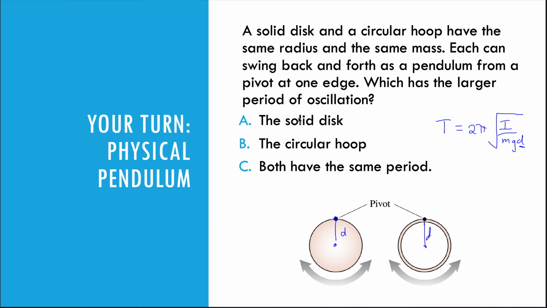Do you remember which one has a greater moment of inertia, a solid disk or a circular hoop? It's the circular hoop. Remember, the moment of inertia of a circular hoop is mr squared, while that of a solid disk is 1/2 mr squared. You can get that from your equation sheet. So we have our answer. The one with the greater moment of inertia is going to have the larger period. So the answer is B.